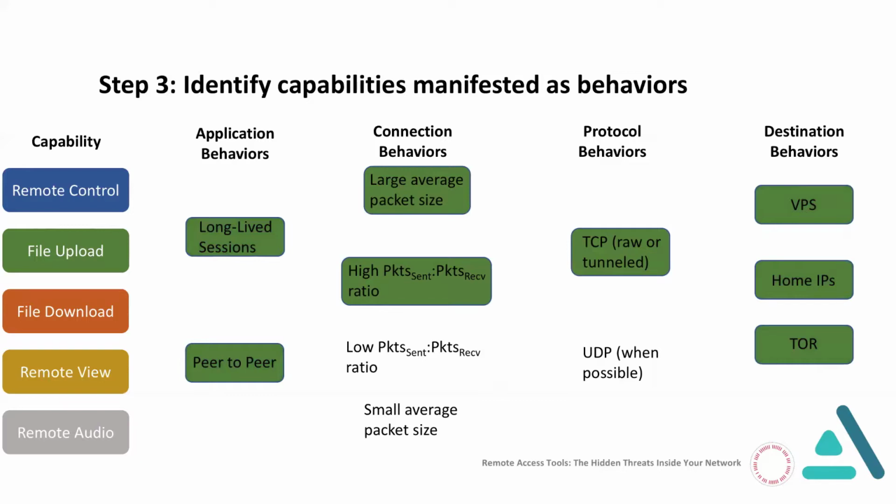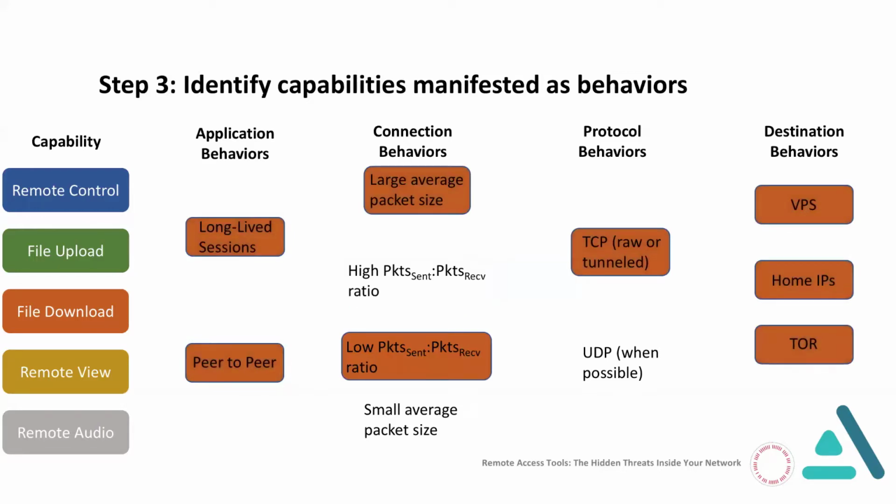Now files, on the other hand, if you're doing an upload, you would expect that the average packet size will be larger, right? You're uploading data. And so you would also expect that you're sending more data than you're receiving. So that all makes sense. And because, again, these are files, you would expect that they do need to be perfect, if you will. And so you expect TCP to be the transport protocol. Same with download, just happens to be that the packet ratio sent to received is reversed. We have a low sent to received ratio.